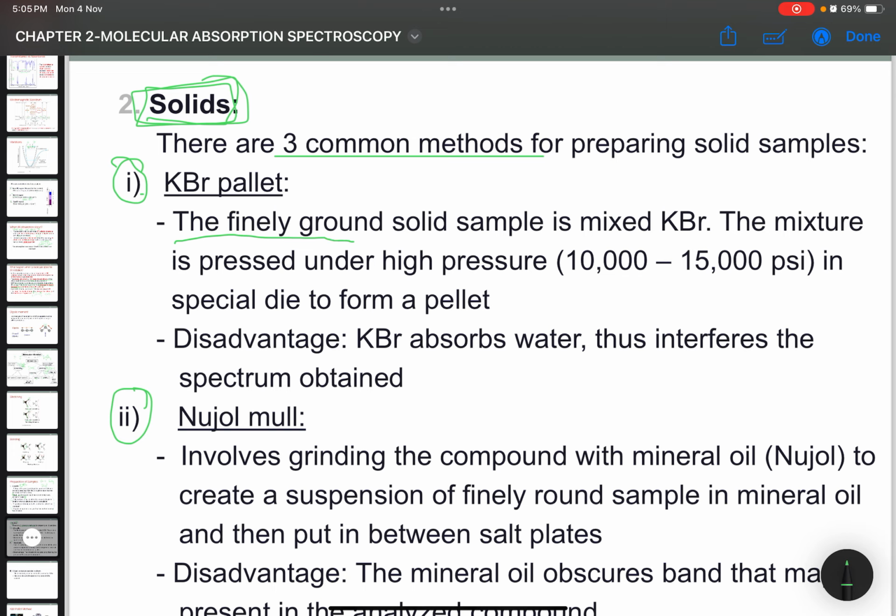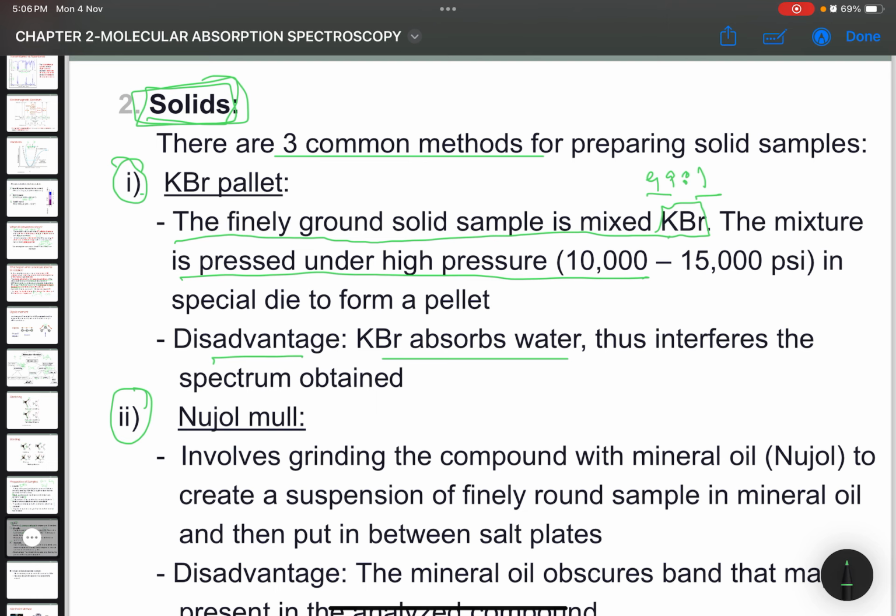Remember 99 to 1 ratio. 99 KBR, satu ni sample kita. Then the mixture is ground until you get a fine powder, not a granule. Then we put in a die set. Kita letak dalam dia punya mold ataupun acuan tu, and press under high pressure. That's all. Cuma dia punya disadvantage, KBR ni dia senang absorb water, so dia akan interfere dengan kita punya spectrum.